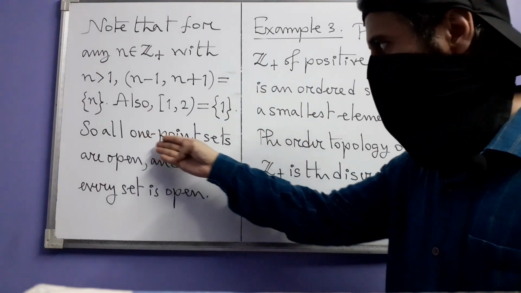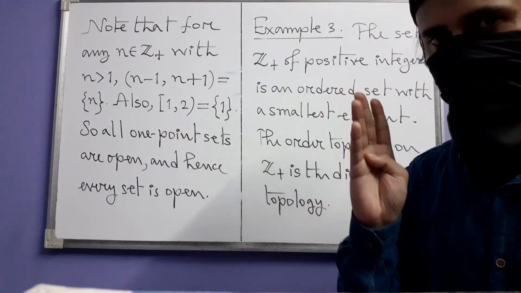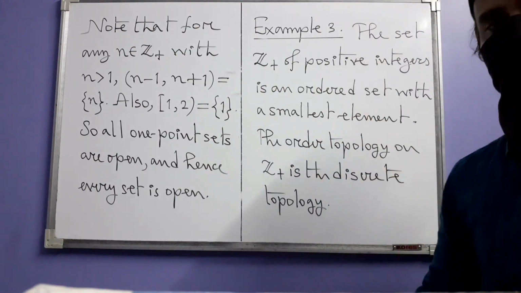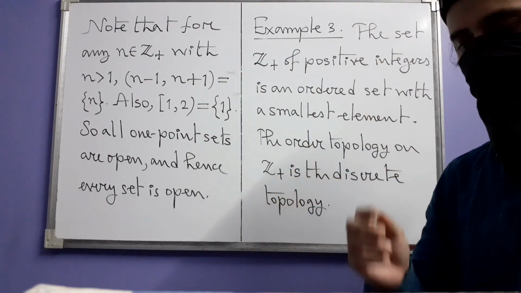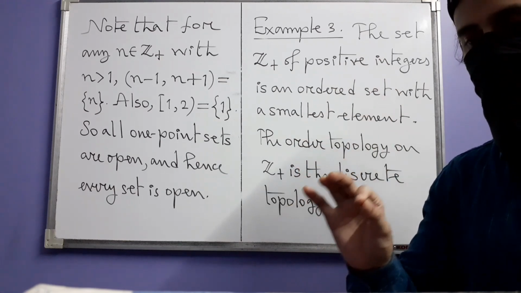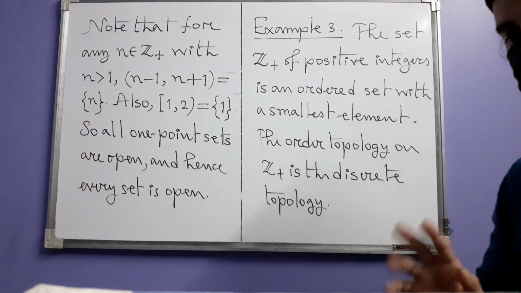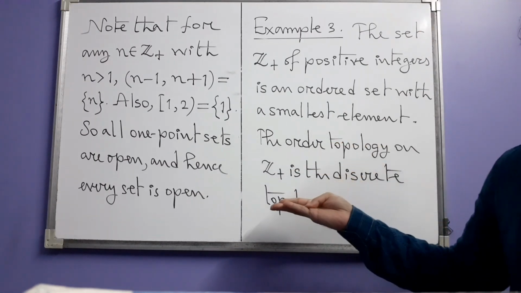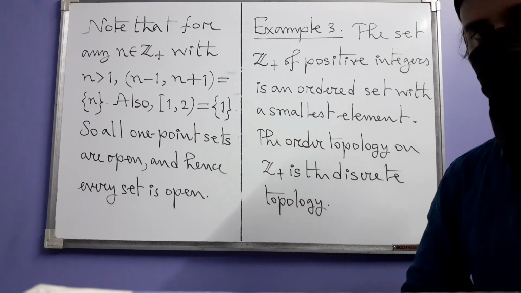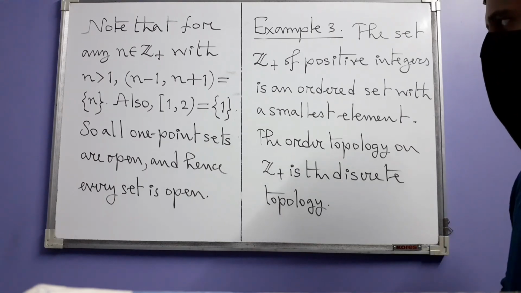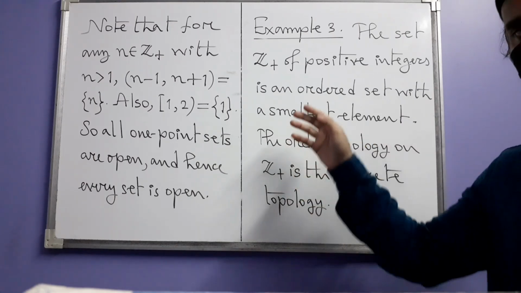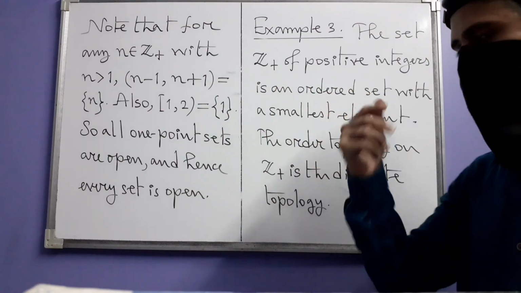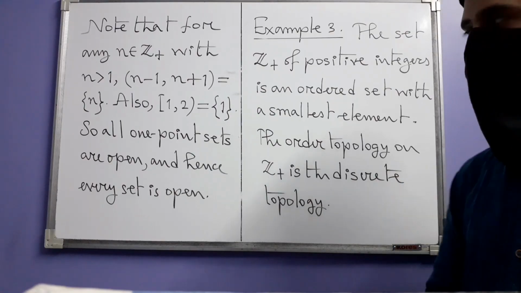So we see that all one point sets, that means all singleton sets, are open, and that is why every set is open. Why? Because any set is a union of those singleton sets which are formed by its elements, and any arbitrary union of open sets is open. That is how in this topological space every subset is open. So obviously it's the discrete topology. So you get nothing new, you actually get a familiar topology in the form of order topology on this space.